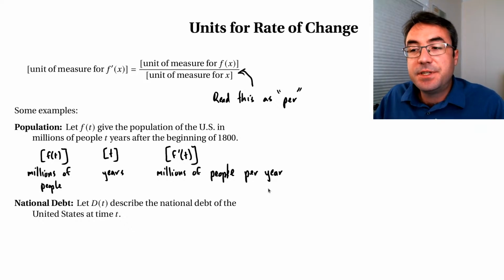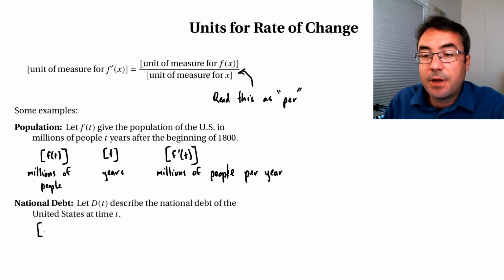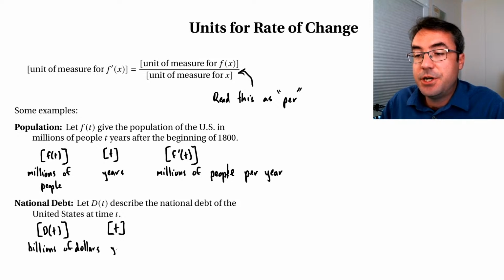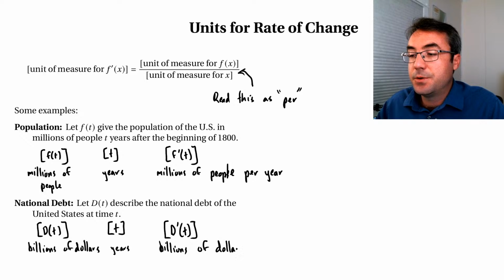We had the function D of t, which described the national debt of the United States at time t. The units for our function were billions of dollars. Time was still measured in years for that example. So when we looked at the derivative D prime of t, the units were billions of dollars per year. So it told us how fast our debt was increasing each year.